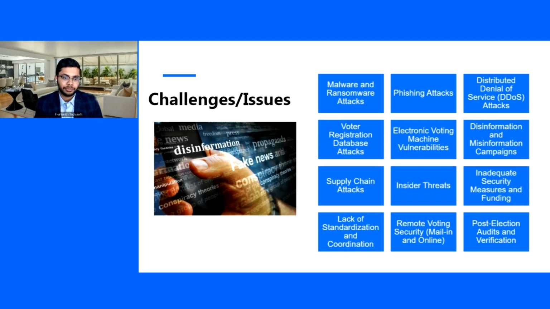Next, we talk about insider threats as one of the biggest challenges and issues. These have been a growing concern for election officials. Insiders have privileged access, which makes them a significant risk. This includes malicious insiders, like employees looking to steal data or even sabotage, and unintentional insiders who might make mistakes or fall victim to phishing attacks.